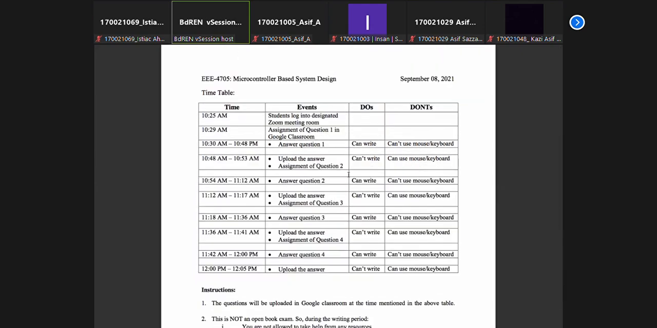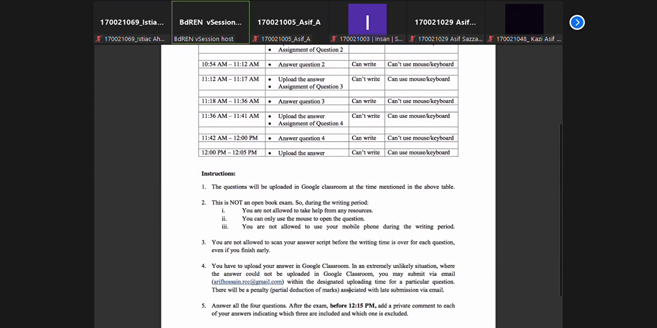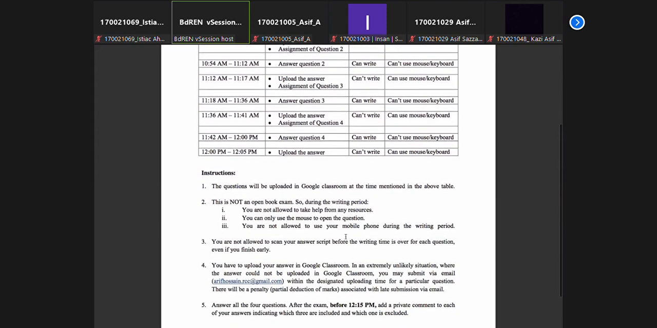So you will have 4 sets of questions and exactly a similar amount of time. You have to answer any 3, but question number 1 is compulsory. So question 1 you have to answer, and then from 2, 3 and 4 you will answer any two. And finally, in the next 10 minutes, by 12:15, you will specify which are included and which are excluded.